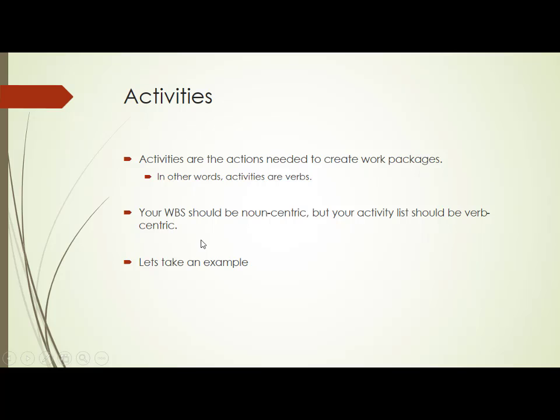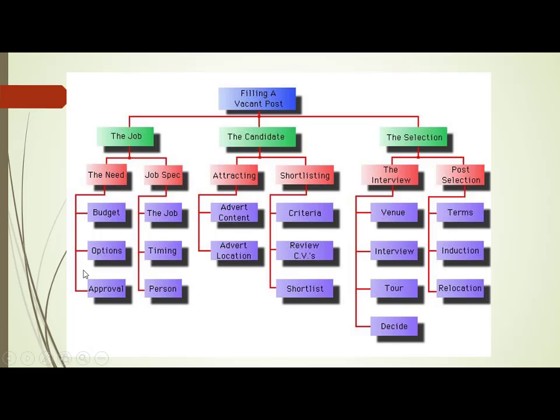Now what is the meaning of this? See here, let us take this work package called budget. When you look at this work package called budget, it looks like a noun. The job, it looks like a noun. What is a noun? A noun is the name of a person, place, or a thing. It doesn't give you much indication of what that job is all about, what you are supposed to do. It only says that there is a work package called the job, that's all. But what is the action involved inside that? Action involved means verb.